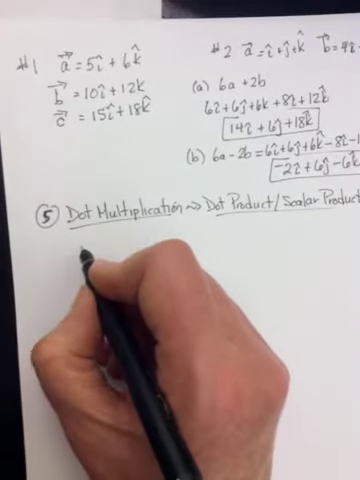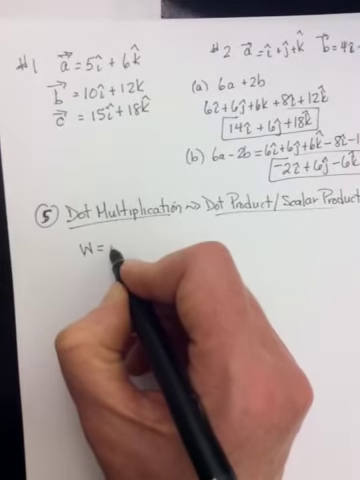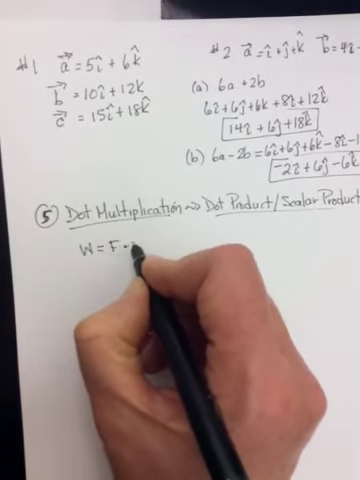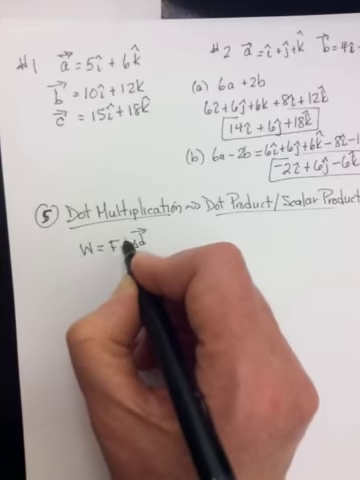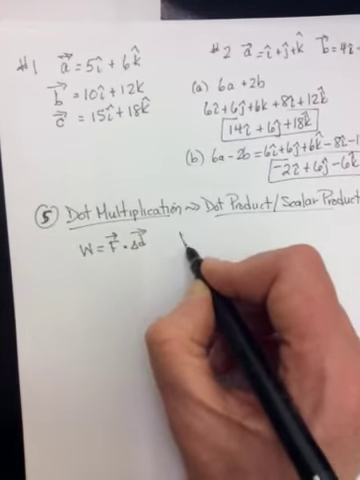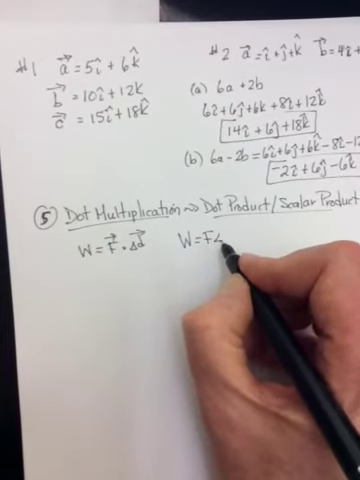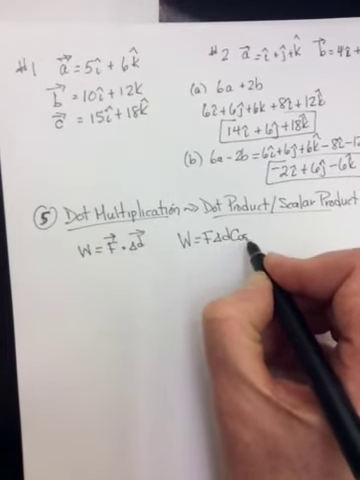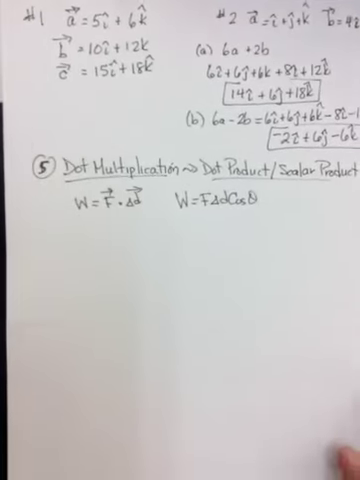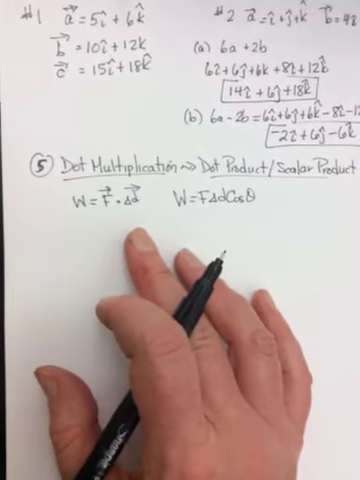You think back to our work equation from grade 11. W is equal to F dot delta d. That was the dot. And we went from that to say, well, W is really equal to F delta d cos theta. Okay, so this is an example of dot multiplication.